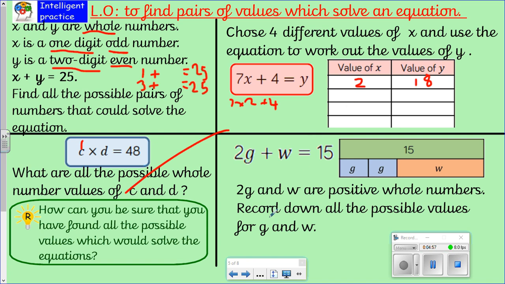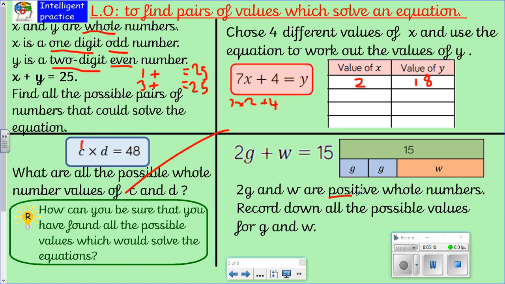This is it. There's only 4 things. 2g add w equals 15. Here's our equation. Here's a lovely bar model to go with it. So this is 15, the total. 2g add w gives us 15. It's the same amount. 2g and w are positive whole numbers.